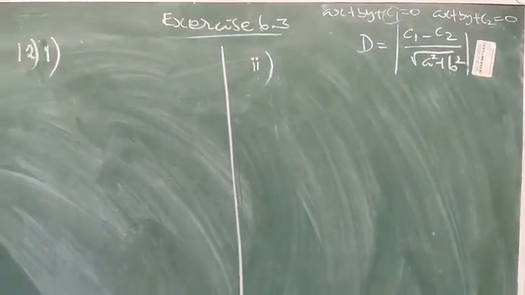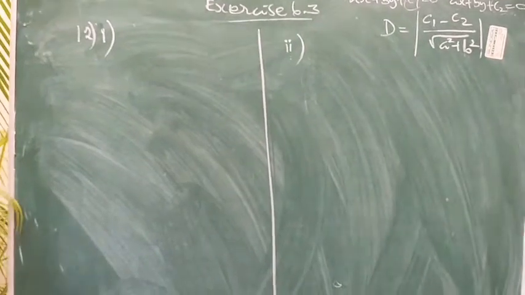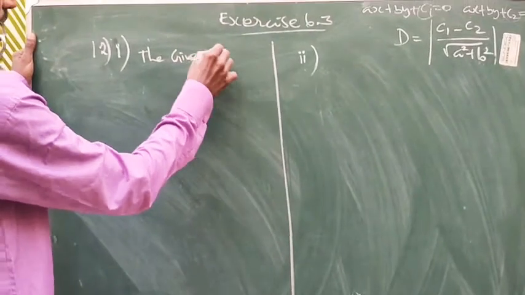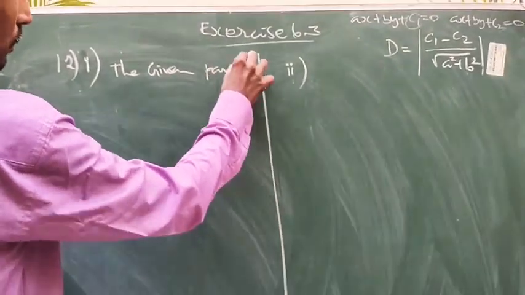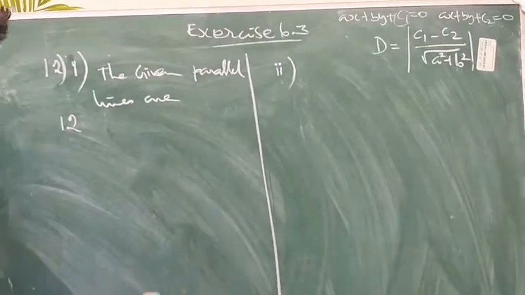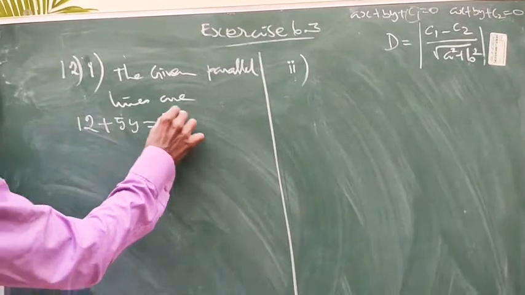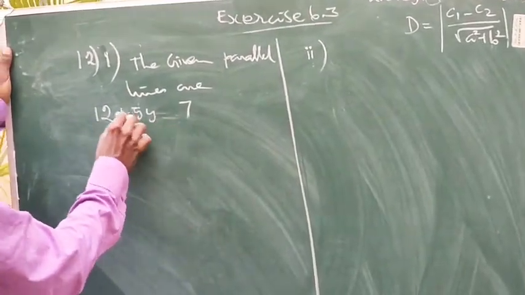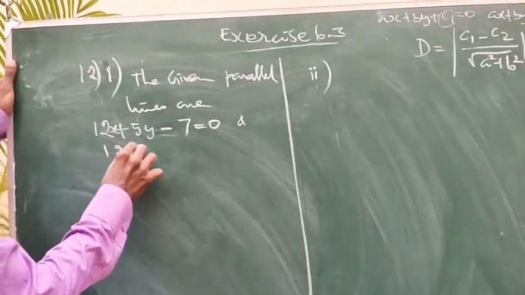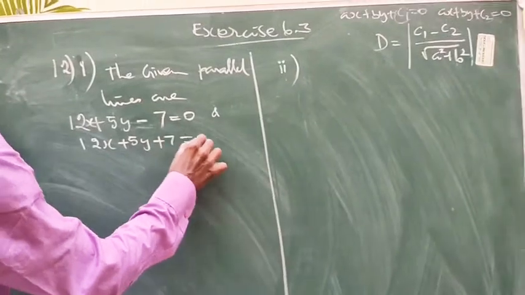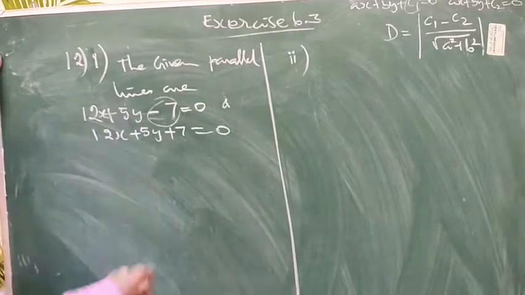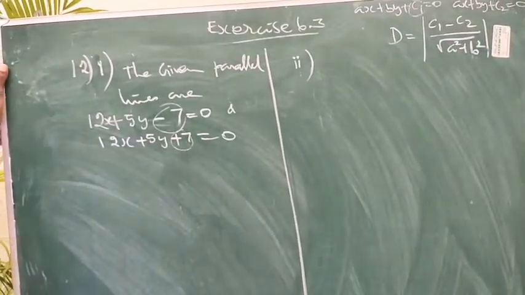Okay, so here the question is, find the distance between the parallel lines. The first subdivision: the given parallel lines are 12x + 5y = 7, which we can write as 12x + 5y - 7 = 0, and 12x + 5y + 7 = 0. Just to compare with the formula, in the place of C1 we have -7 and in the place of C2 we have +7.